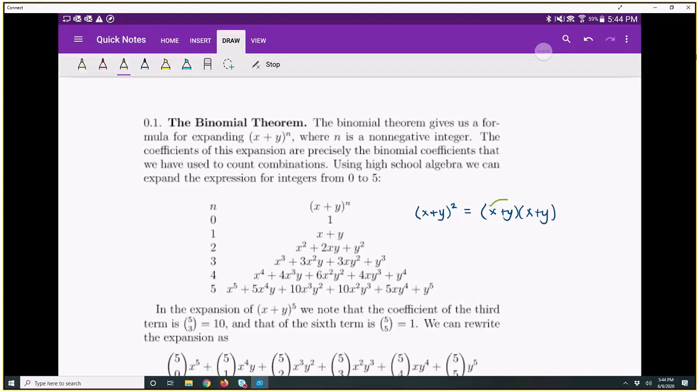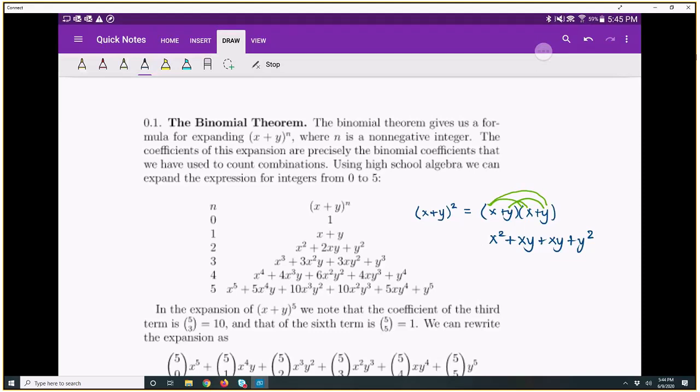We'll do first x times x, and then x times y, and then y times x, which I'm also going to write as x times y because it doesn't matter in which order we multiply them, and then y times y, which is y squared. So we know that from high school, and you can combine these like terms, and you can write that as x squared plus 2xy plus y squared.